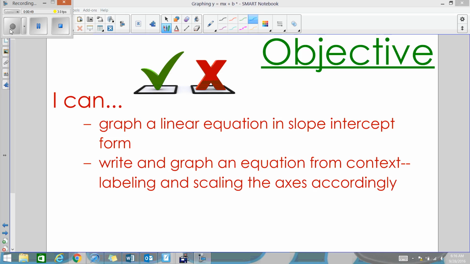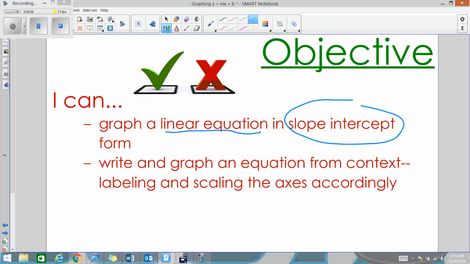So today what we're going to do is graph linear equations. We're going to graph linear equations in this form, slope-intercept form. That's the big thing, that we're going to be graphing lines, and that's going to be something we're doing for a long time now. So we want to make sure that we're ready to do that as this year progresses.